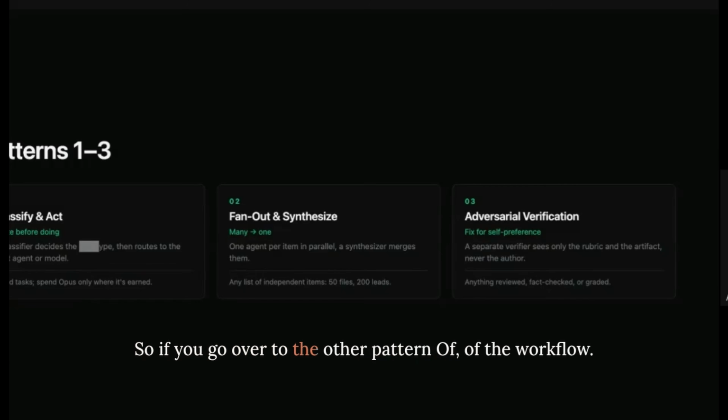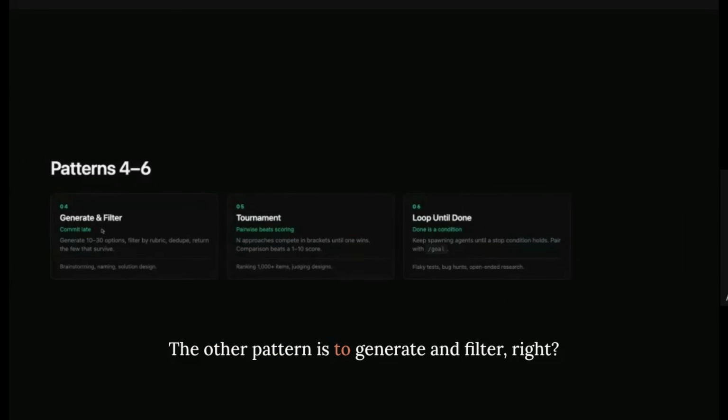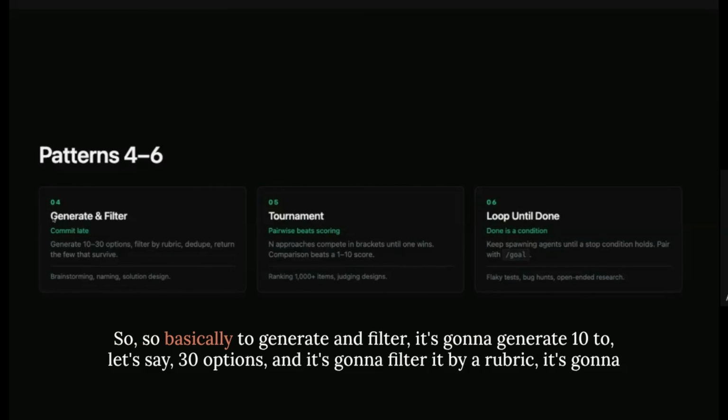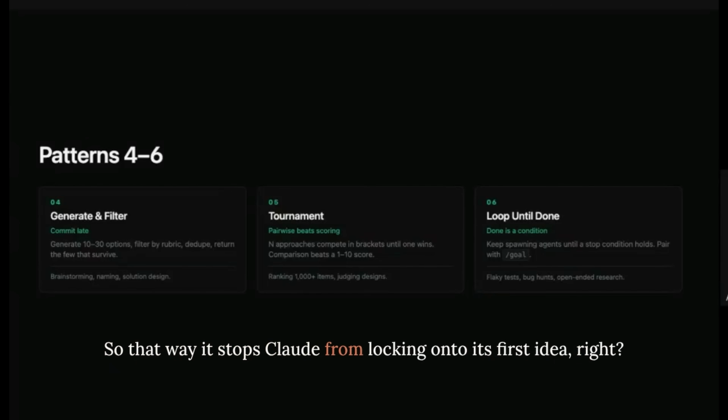The other pattern of the workflow is to generate and filter, right? Basically, it's going to generate 10 to, let's say, 30 options by a rubric, it's going to drop duplicates, and it's going to return only the few that survive. That way it stops Claude from locking onto its first idea, right?